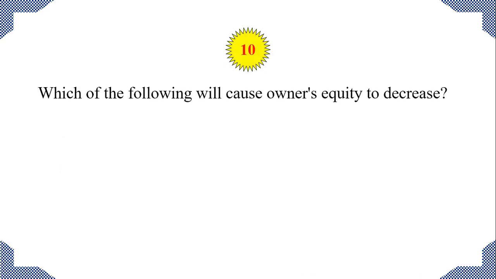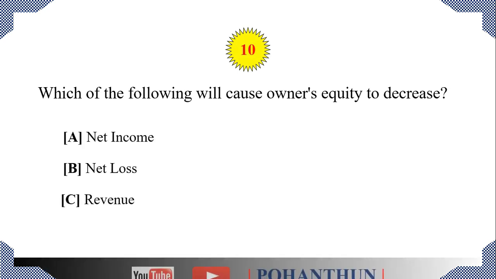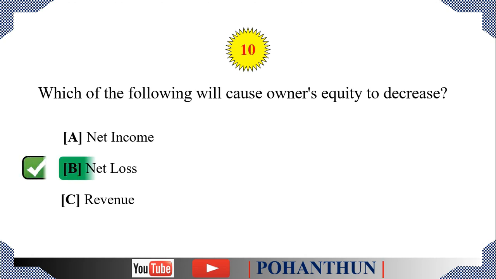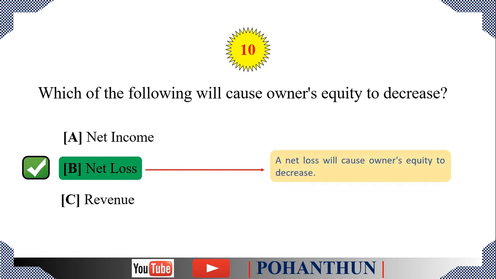Question number 10. Which of the following will cause owner's equity to decrease? Option A, net income. B, net loss. Option C, revenue. So the right answer is option B, net loss. A net loss will cause owner's equity to decrease.